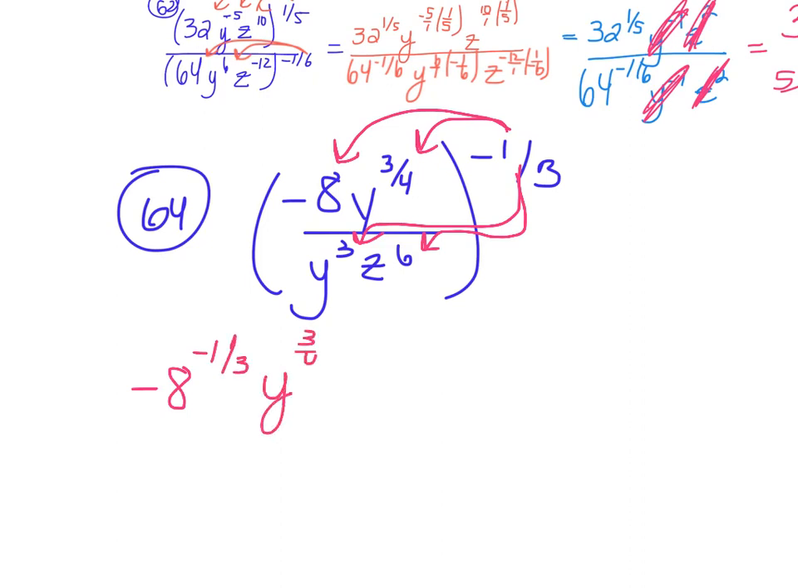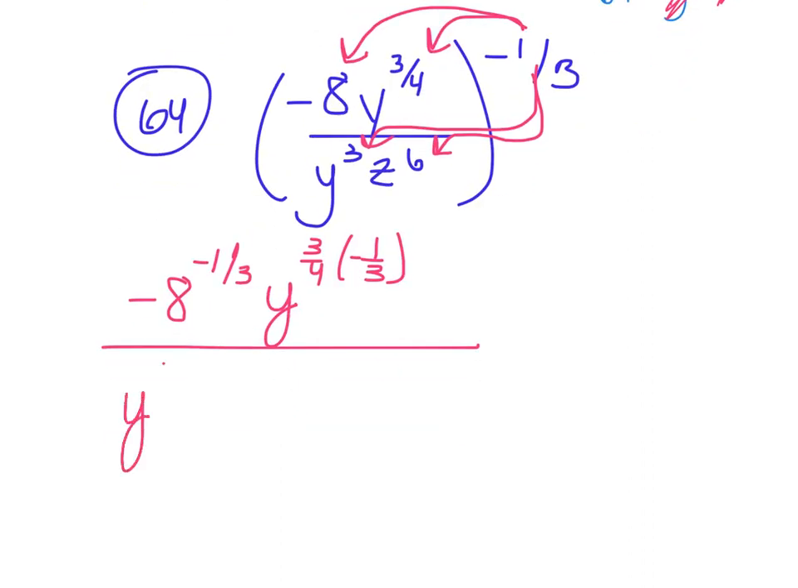Y to the 3 over 4 times negative 1 over 3. I would write that out so you can see it. Then I have y to the 3 over 1 times negative 1/3. Z to the 6 over 1 times negative 1/3. Does anybody have any questions about what I just did? I literally just put negative 1/3 as the exponent to every single thing in that problem. Do y'all see that? Okay.